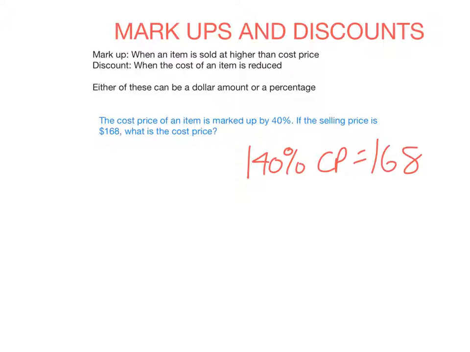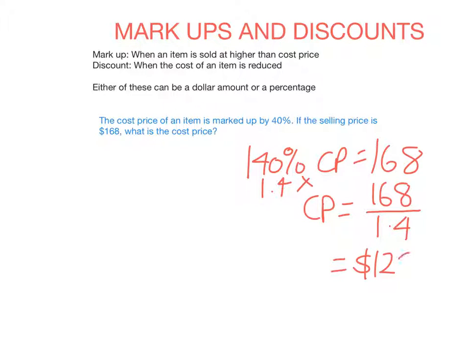So the cost price will just be 168 divided by... Now, finding 140% of something is the same as timesing by 1.4. So this is the same as 1.4 times the cost price. So to find it, I do the opposite. I go 168 divided by 1.4. And if you put that on your calculator, you get $120. So the cost price was $120, increased by 40% to get $168.